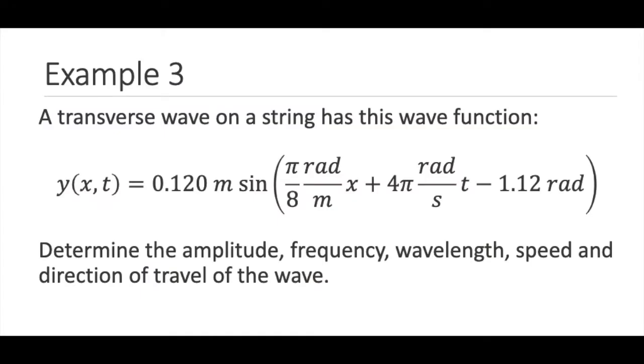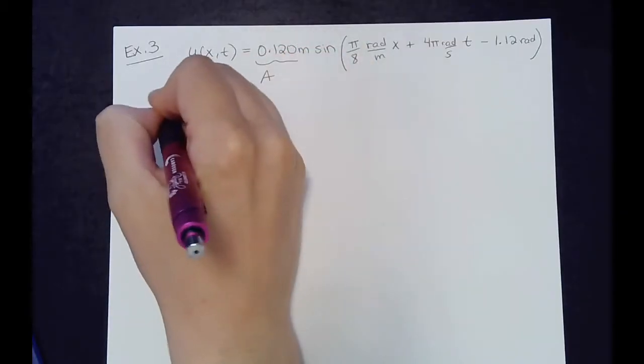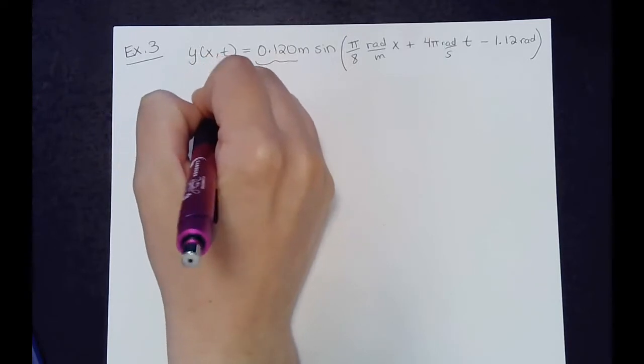Example 3: a transverse wave on a string has a wave function y at x, t equals 0.12 meters, sine, pi over 8 radians per meter x plus 4 pi radians per second t minus 1.12 radians. Determine the amplitude, frequency, wavelength, speed, and direction of travel of the wave. Okay, so looking at this wave function, this is the amplitude here. So A equals 0.120 meters.